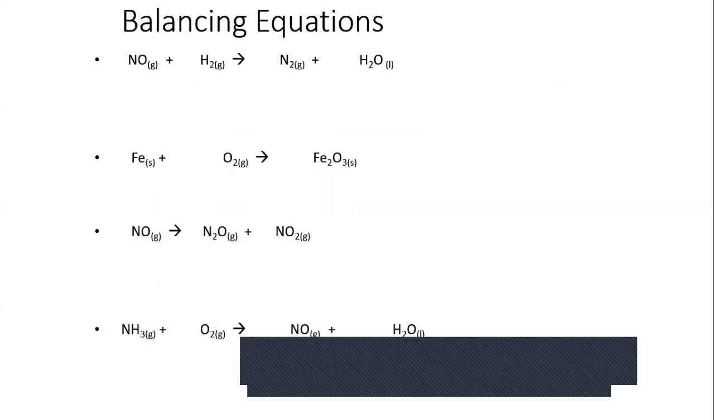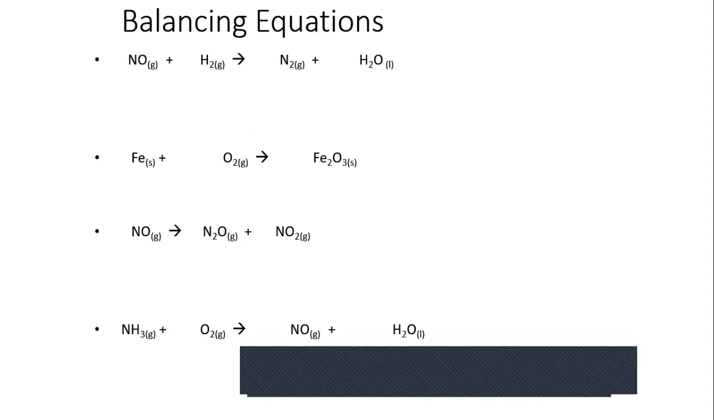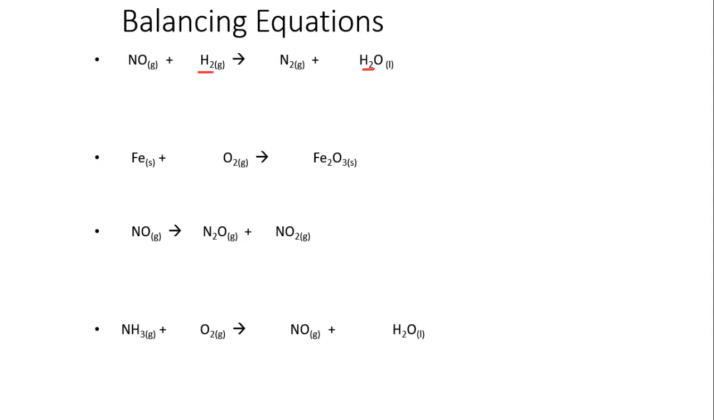We'll go through a few more examples. Practice makes perfect. So here we have NO plus H2 gives us N2 plus H2O. So we notice here that the hydrogen is balanced, 2 and 2. Oxygen is balanced, 1 and 1. But we notice the nitrogen is not balanced. So we have 2 nitrogen on the product side, 1 nitrogen on the reactant side.